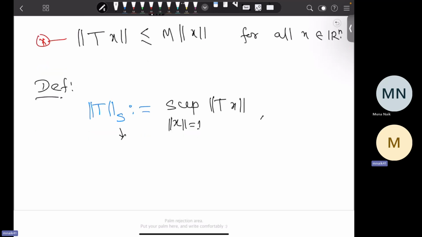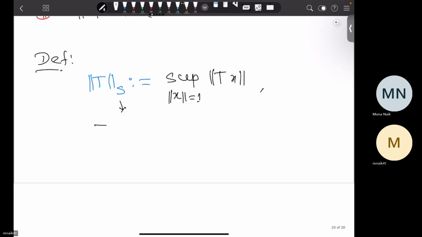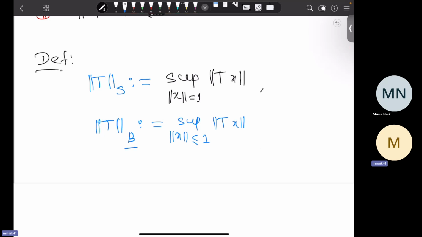I define something similarly: the norm of T b is equal to the supremum over norm x less than or equal to 1 of the norm of Tx. Here B stands for ball, and the other stands for sphere.